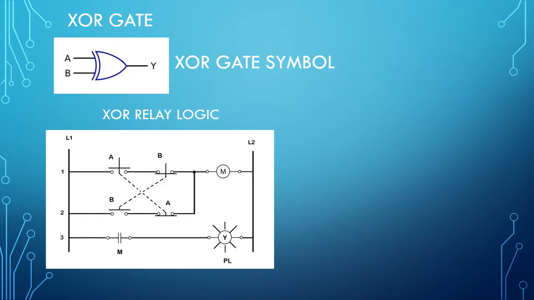The AND function was a series wiring. The OR function was a parallel. The exclusive gates are a series parallel combination, as you can see here, where A and B are sort of wired in series, but also sort of wired in parallel.